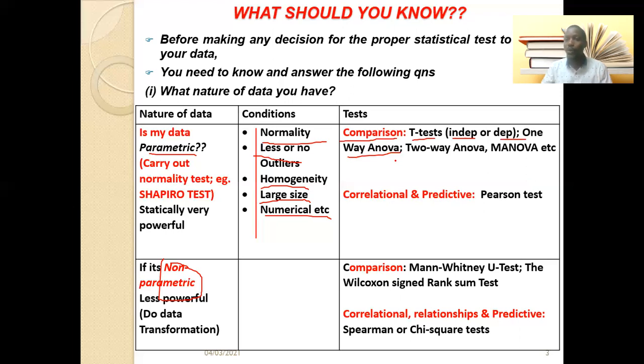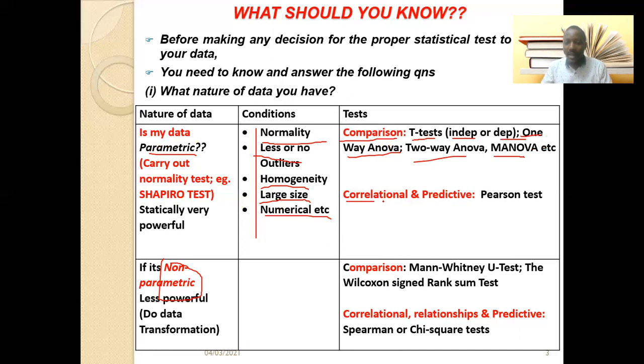You are comparing different groups under the same parameter to be measured. If you are comparing more than three parameters, then one-way ANOVA comes in, two-way ANOVA comes in, three-way, four-way, and so on, which we call factorial analysis, and many more statistical tests. So these are the statistical tests which are used when your data is parametric in nature.